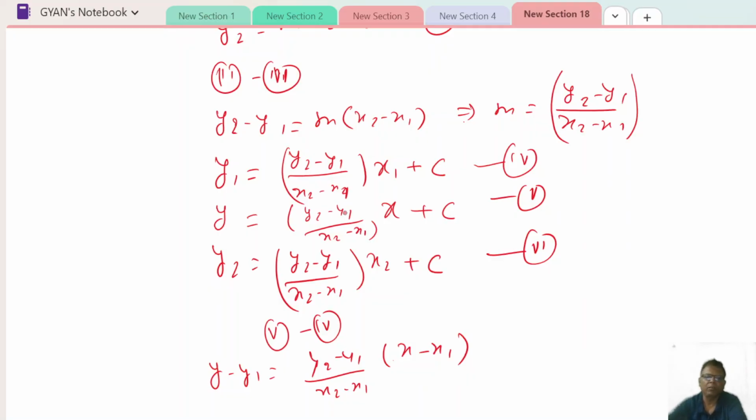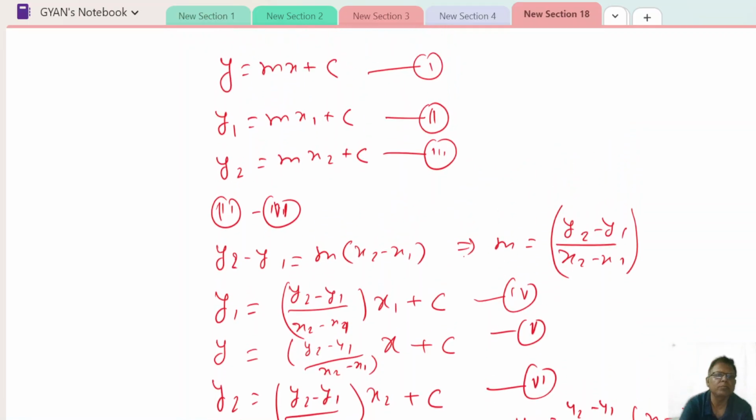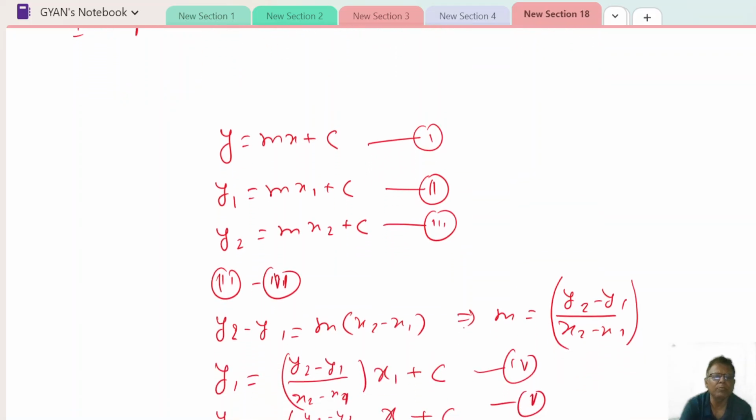This is the equation. Or you can also write y minus y2 is equal to (y2 minus y1) by (x2 minus x1) into (x minus x2). So if you are taking y1, then here x1 you have to take. If you are taking y2, then here x2 you will have to take. So this is, I think, the fourth form of the equation. This is the third form. Now come to the fourth form.